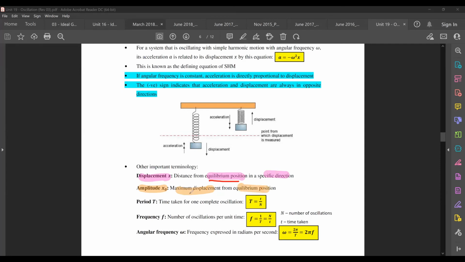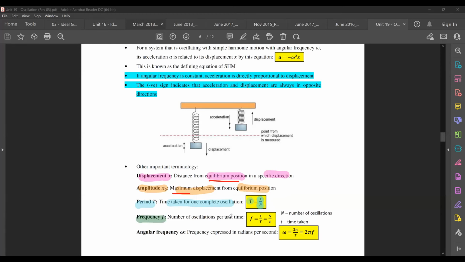Okay, maximum displacement. Now, period, capital T, is the time taken for one complete oscillation. So this one, not a big issue. You know, big T is small t over n, where t is time taken and n is the number of oscillations. This one gives you the time taken for one oscillation.